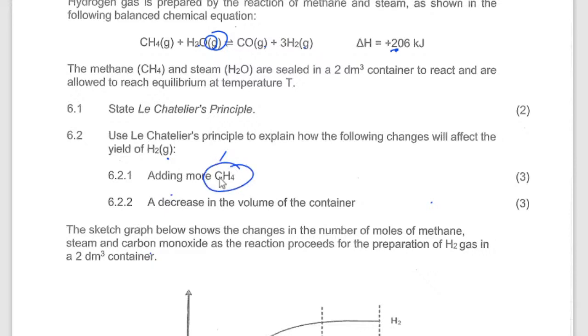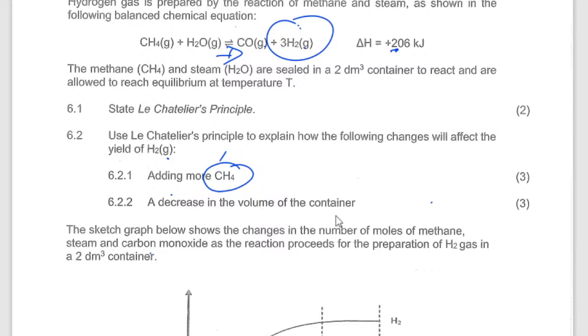Number 1, adding methane. So when you add methane, it means that you're increasing the concentration, the number of particles which are reacting, meaning that the equilibrium is disturbed, and then it's going to favor the forward reaction, and more products are going to be formed. So adding methane will increase the concentration of methane. The forward reaction is going to be favored, and the yield of hydrogen is going to be increased. So basically, that's how you're supposed to write.